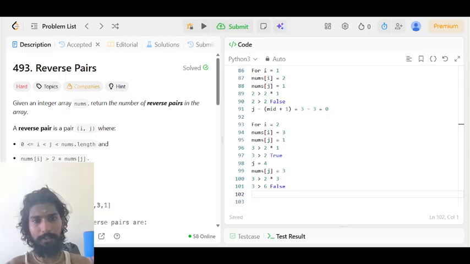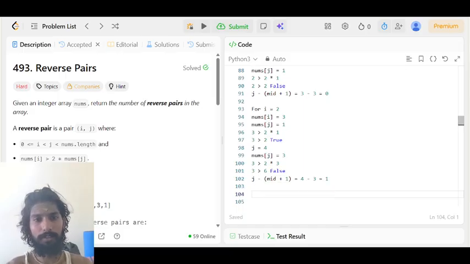Now we add j minus mid plus 1. So that is j minus mid plus 1 equals 4 minus 3 equals 1. So at the top level we found one cross pair. The other reverse pair was already counted inside the recursive left or right half. Final answer becomes 2. So the output is 2.